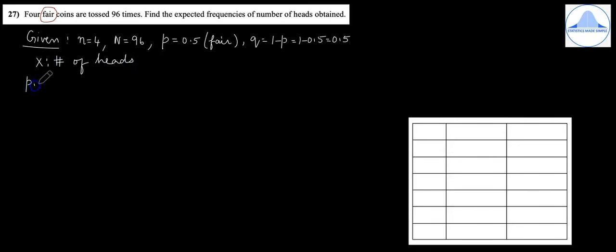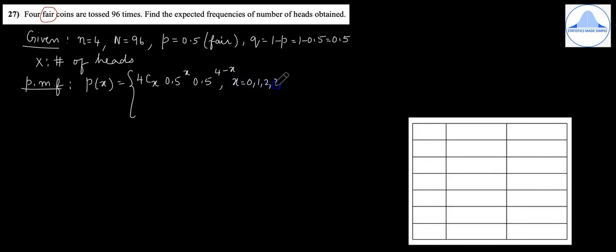Next we have to write the PMF. So PMF is P of X equal to NCX, that means 4CX, P to the power X, so 0.5 to the power X, Q to the power N minus X, so 0.5 to the power 4 minus X. X takes values from 0 to N, so X takes values 0, 1, 2, 3, 4, and then we write 0 otherwise.